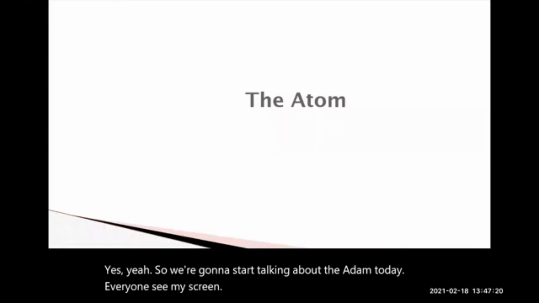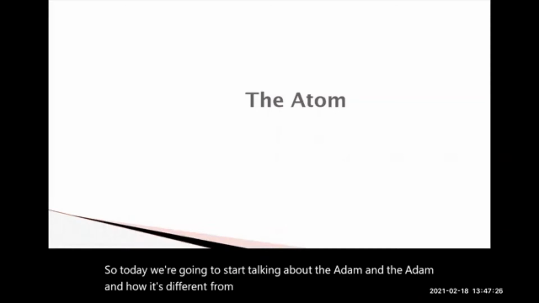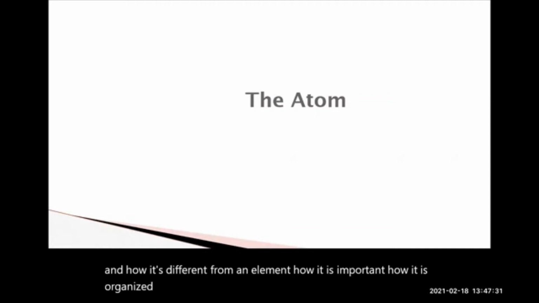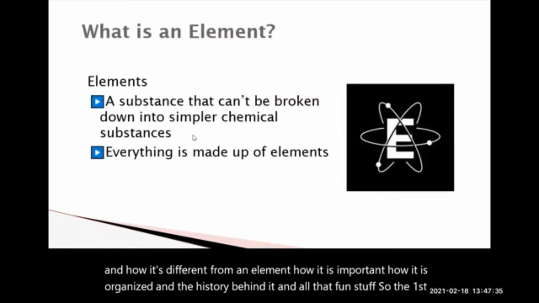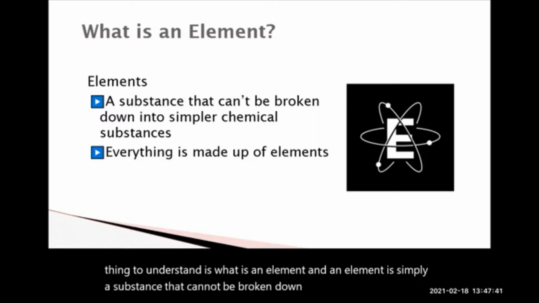Today we're going to start talking about the atom and how it's different from an element, how it is important, how it is organized, and the history behind it and all that fun stuff. So the first thing to understand is, what is an element? An element is simply a substance that cannot be broken down into simpler chemical substances.